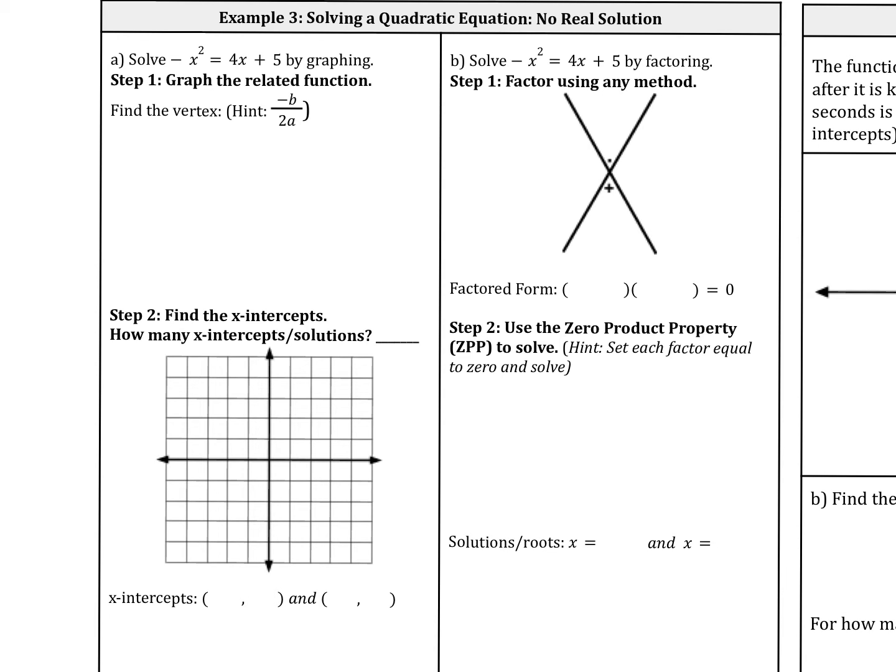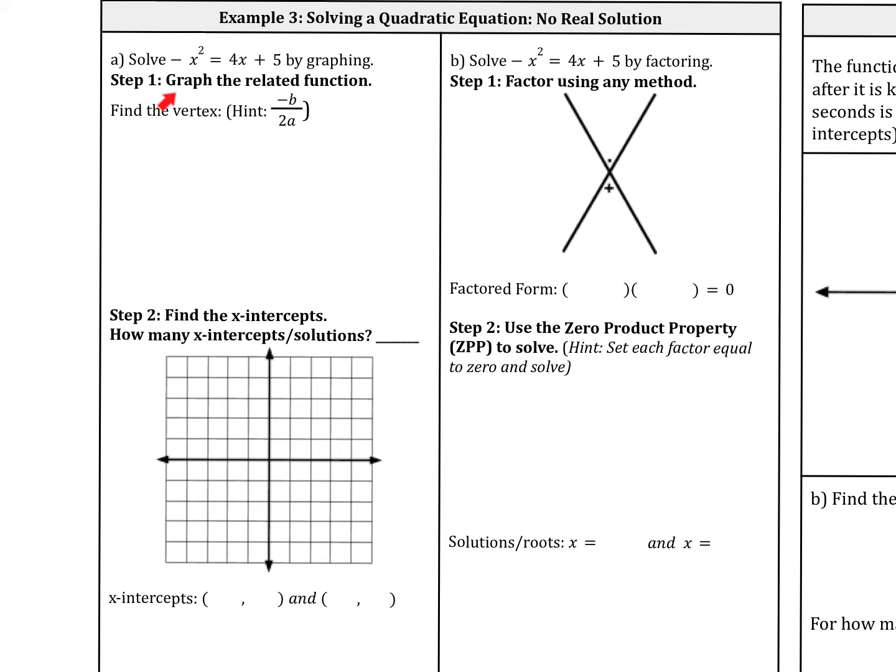Chapter 9.1 Solving Quadratics by Graphing and Factoring. Example number 3. Solving a quadratic equation, no real solution. The first part is to solve it by graphing and the second one is by factoring. Solve negative x squared equals 4x plus 5 by graphing.